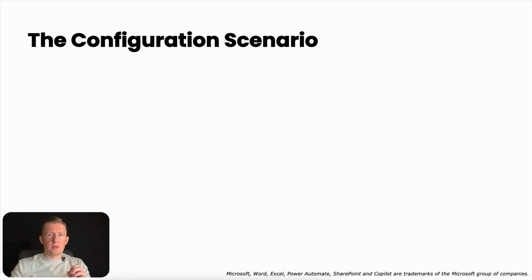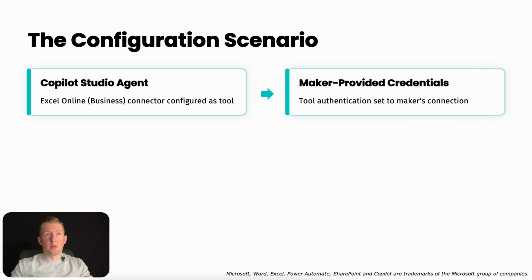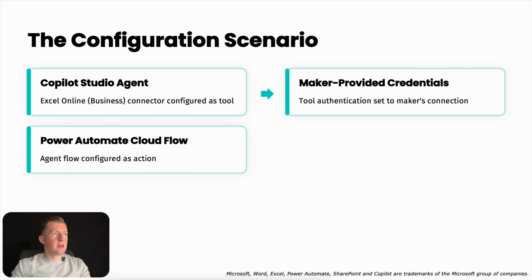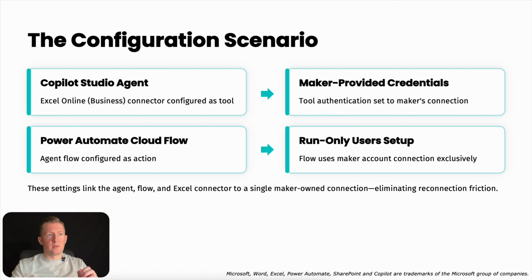The configuration we need to talk about: there are two cases where this reconnection setting appears, by the tools attached to your Copilot Studio agent and by the agent flows. In case of the tools, for example, an Excel Online Business connector, you need to set up the maker-provided credentials to be used in order to avoid the reconnection request. And for an agent flow configured as an action, you need to manage the run-only user setup at make.powerapps.com. With this setting, your tool and the flow are connected to a single maker-owned connection, eliminating this reconnection friction.